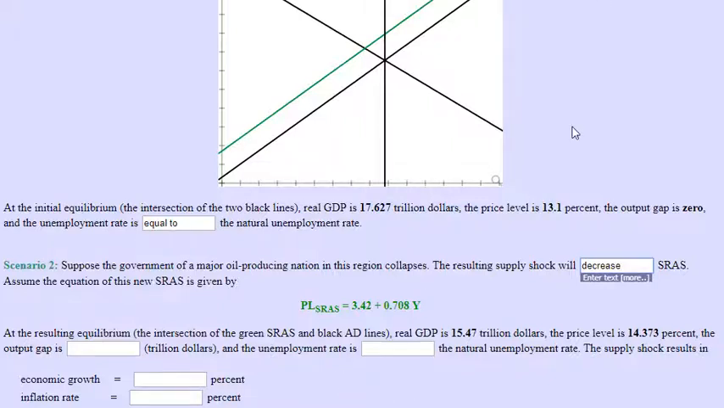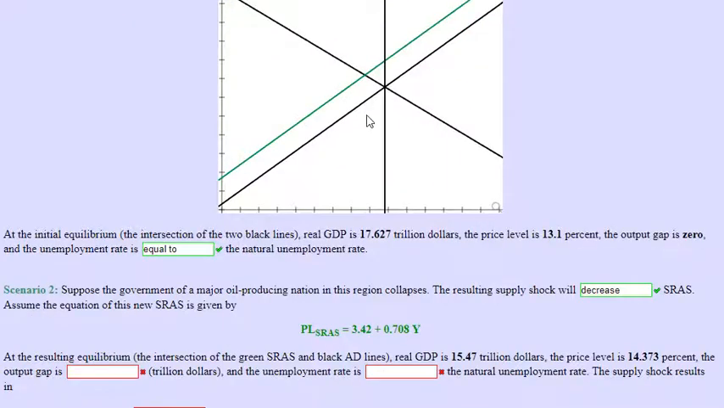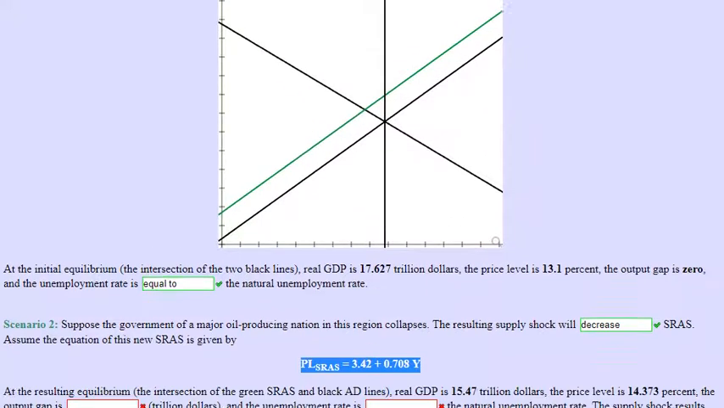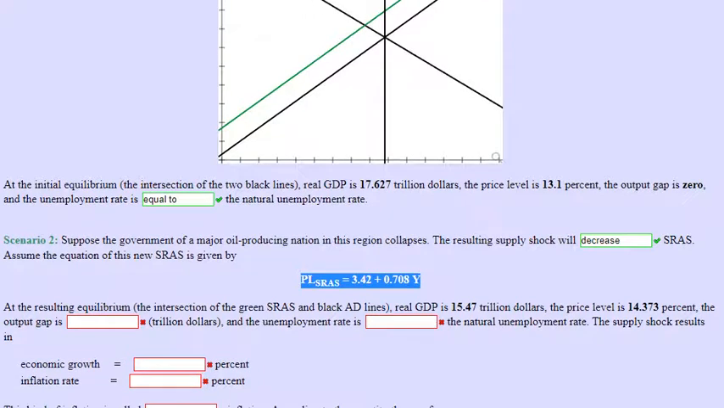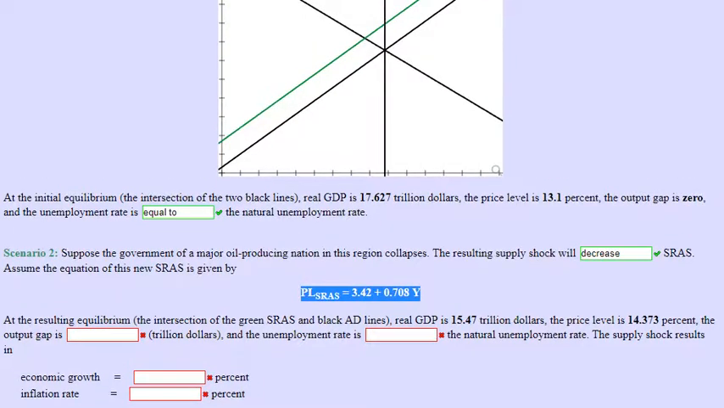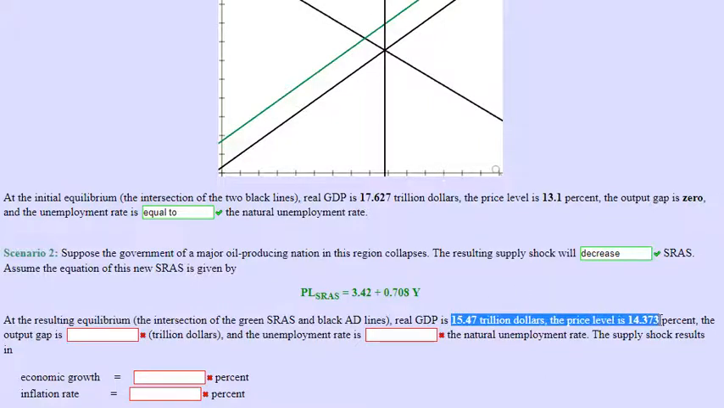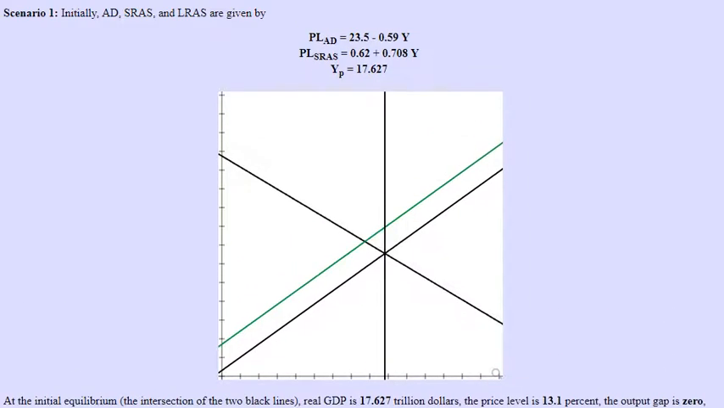Let's see if that works. Hit enter. And it does work, okay? So the resulting short-run aggregate supply curve is the green equation and the green graph. So let's go back up here. And I'm not going to label everything. I'm just going to label the new curve, the new level of GDP, and the new price level. Okay, so we'll go back up here. We'll label the new curve. Okay, there's the new equilibrium.